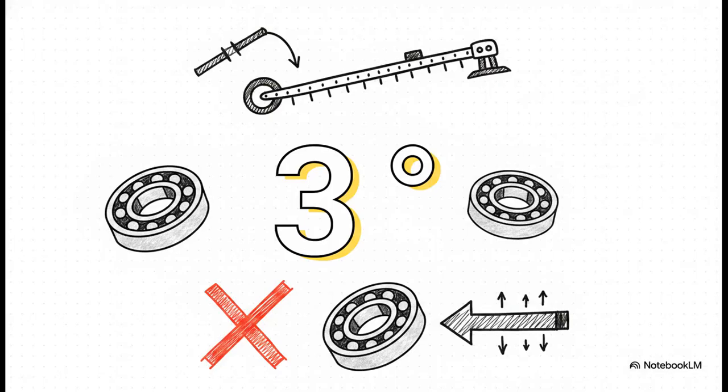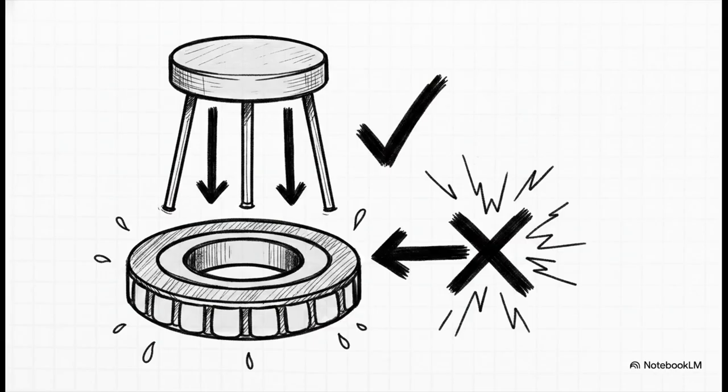3 degrees doesn't sound like much, right? But that is the absolute maximum angular misalignment that a self-aligning ball bearing can handle, all thanks to its spherical outer raceway. If you're designing agricultural equipment or, say, a really long conveyor system where you just know the shaft is going to bend and deflect under heavy loads, this is your best friend. But there is a massive catch. If you have significant axial thrust loads, this bearing is terrible. It will completely fail.